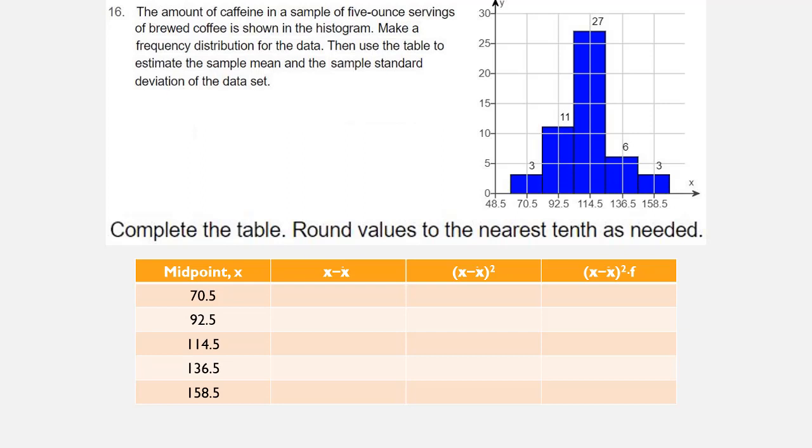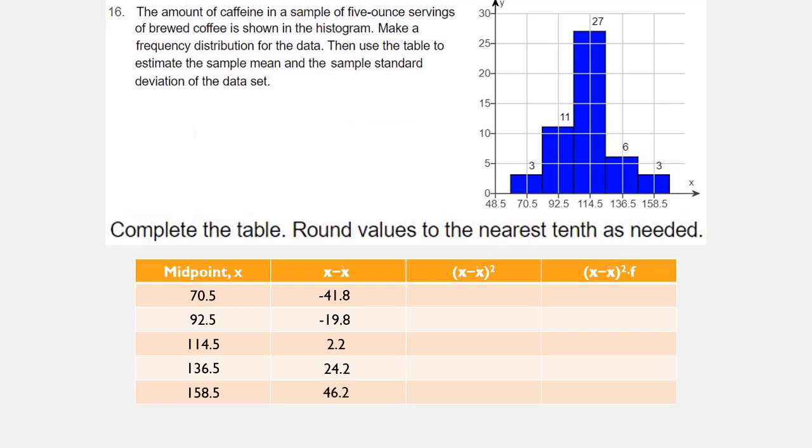So 70.5 minus 112.3 is negative 41.8. 92.5 minus 112.3 is negative 19.8. 114.5 minus 112.3 is 2.2. 136.5 minus 112.3 is 24.2. And 158.5 minus 112.3 is 46.2.